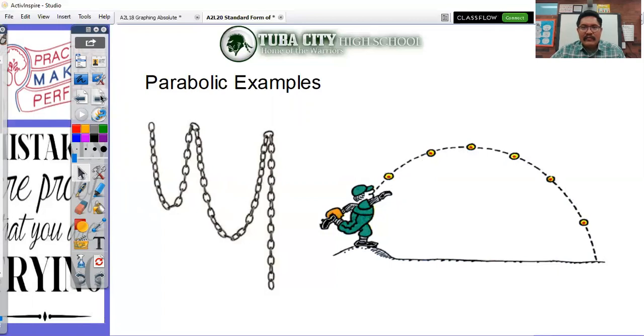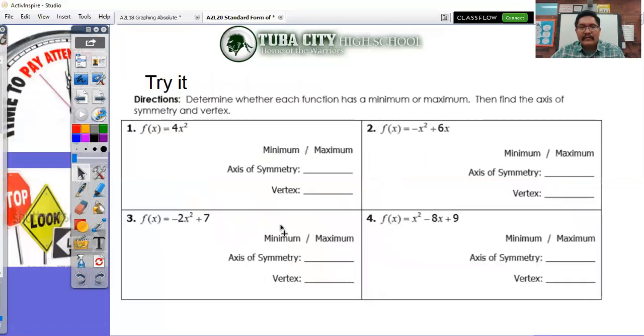So that's an example of where you find parabolas, and there are actually a lot more examples too, but these are the ones that I think people would be most familiar with.